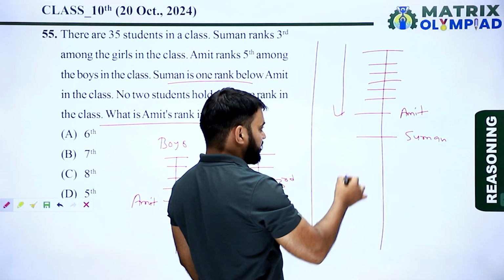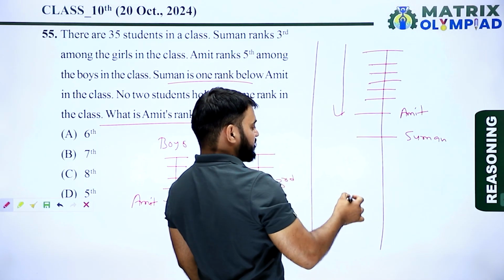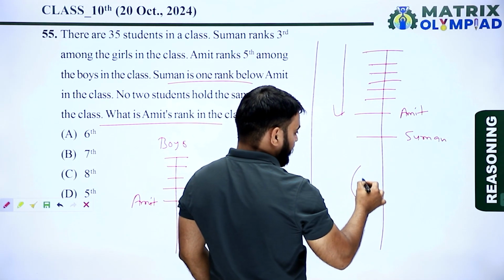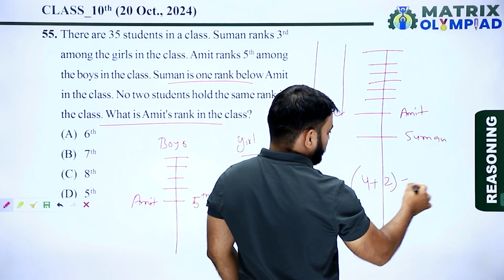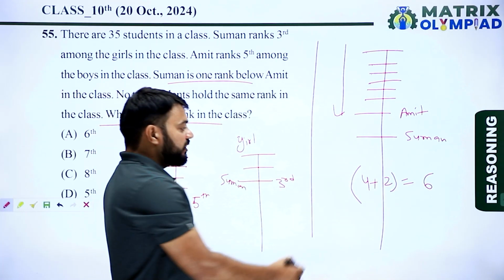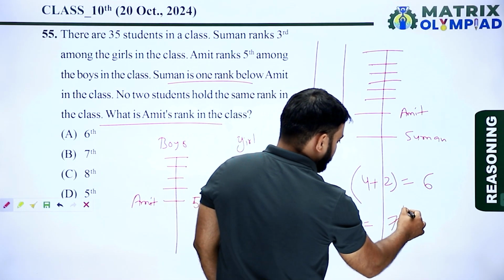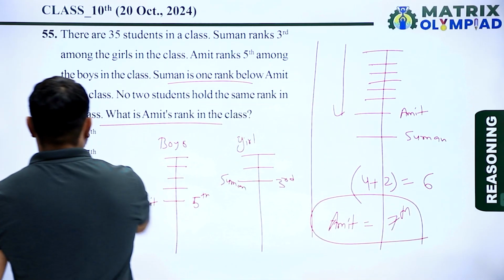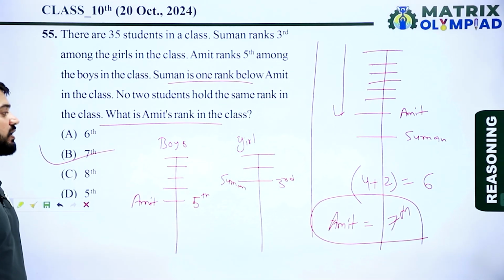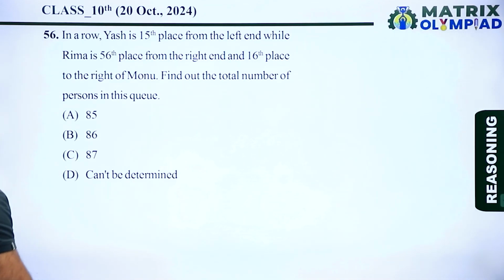So Amit got 7th rank. 1 2 3 4 5 6 and now 7. So Amit got 7th rank. 4 plus 2, it means 6 persons Amit से above होंगे. So Amit got 7th rank in this class. So here option B is the correct answer of this question. Let's move on to the next question. So now next question is question number 56.